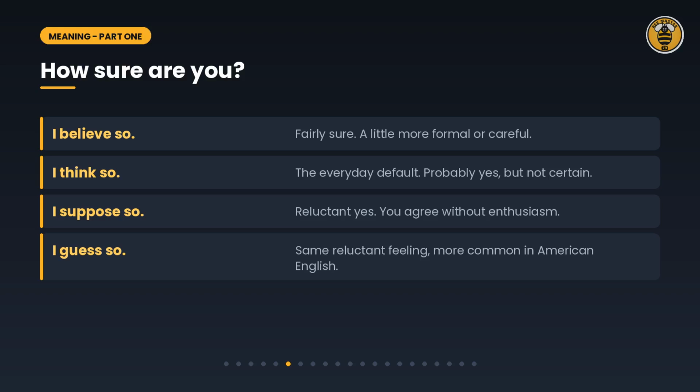These answers are not interchangeable. They sit on a scale. I believe so is fairly sure, and a little more formal or careful. I think so is your everyday default. It means probably yes, but I am not certain. Then we drop down. I suppose so is a reluctant yes. You are agreeing but without any enthusiasm at all. If a friend asks, do you want to come? And you reply, I suppose so, they will hear that hesitation immediately. I guess so carries the same reluctant feeling and is more common in American English.